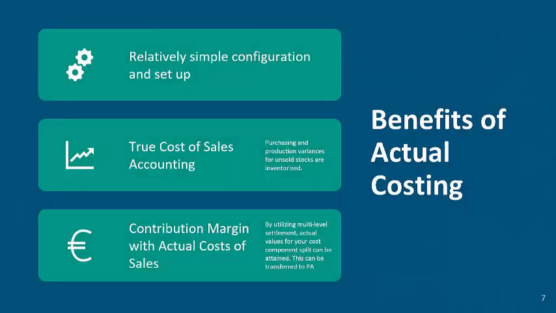So benefits of actual costing are further like relatively simple configuration and setup, no major configurations are required. It's simple to configure and set up. It's a true cost of sales accounting process, with purchasing and production variances. Whatever purchasing and production variances for unsold stock are inventorized, so they don't remain in the P&L. Contribution margin with actual cost of sales. By utilizing multi-level settlement, actual values for your cost component split can be attained. This can then be transferred to PA.